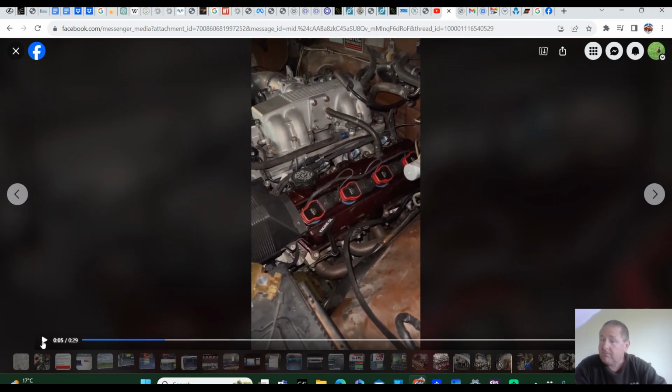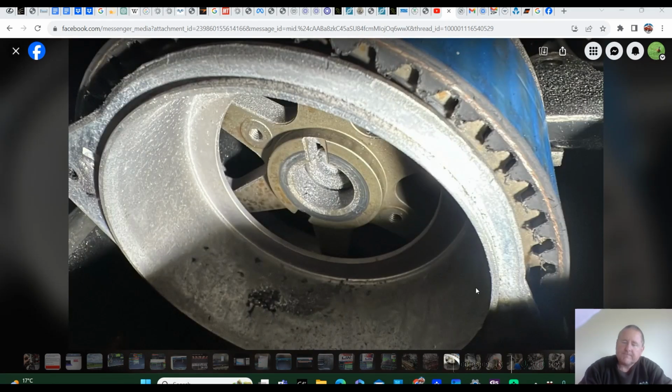Wrong button. This is not right. And of course, what we found was the front cam pulley had fallen off. I was wrong, eh? It was the nut. The nut had fallen off. Broken the key. It was spinning. It was only running on 4 cylinders. So that last video, it's running on 4 cylinders.